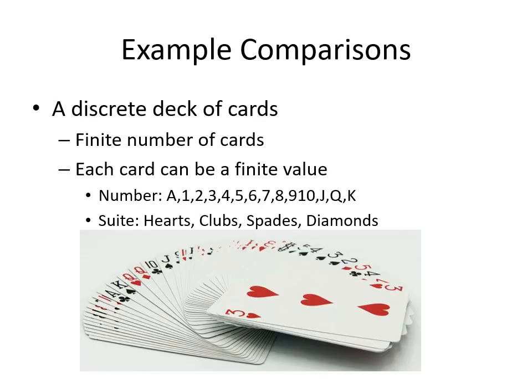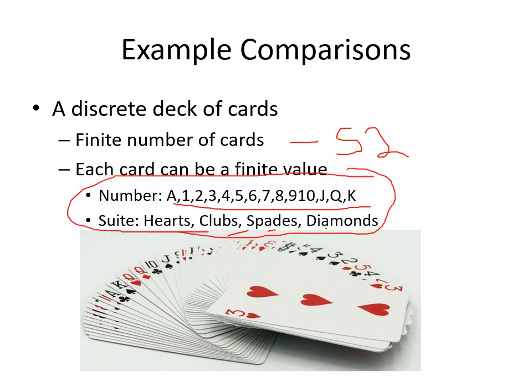So let's do an example of comparison. Let's take a discrete deck of cards. In a discrete deck of cards, there's a finite number of cards, which is 52. And each card can be only of a finite value. It's either ace through king, and it can only have certain suits, which are hearts, clubs, spades, and diamonds. Okay, and so you can pull any card out of here, and it's going to be any combination of number and suit, and nothing else. Well, I suppose there could be jokers in there, but let's not consider the jokers in the other cards.